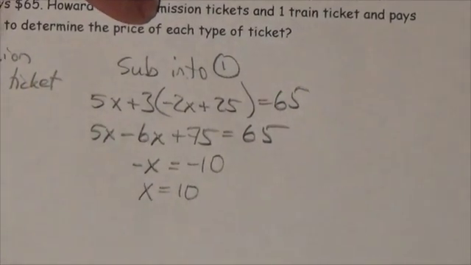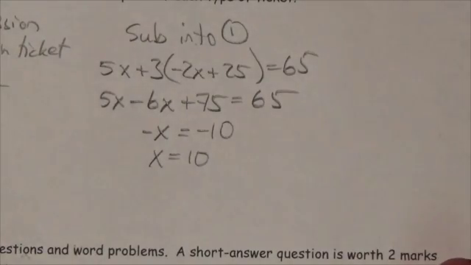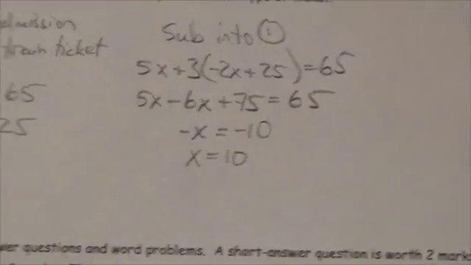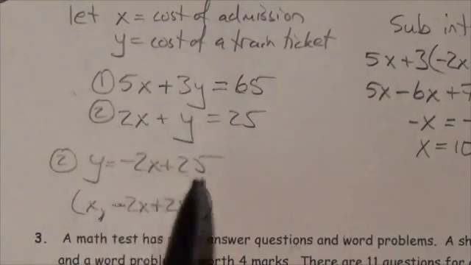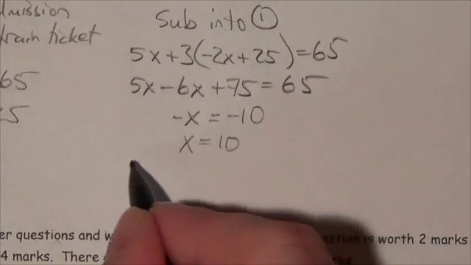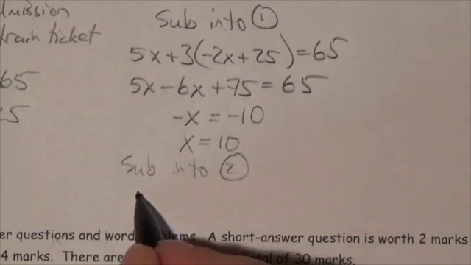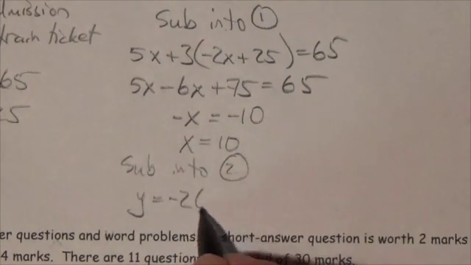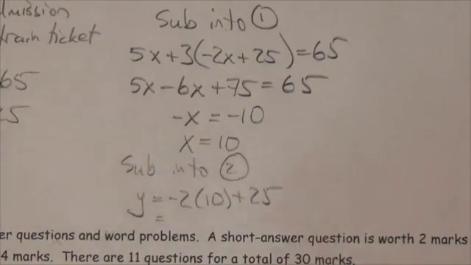Wonderful. Now, I'm going to substitute this into one of the other equations. It doesn't matter which one, except I used equation 2 to isolate the y, so I've already got a wonderful little equation here. So let's substitute that into equation 2. So y is equal to negative 2 times 10 plus 25. Well, let's just think about that.